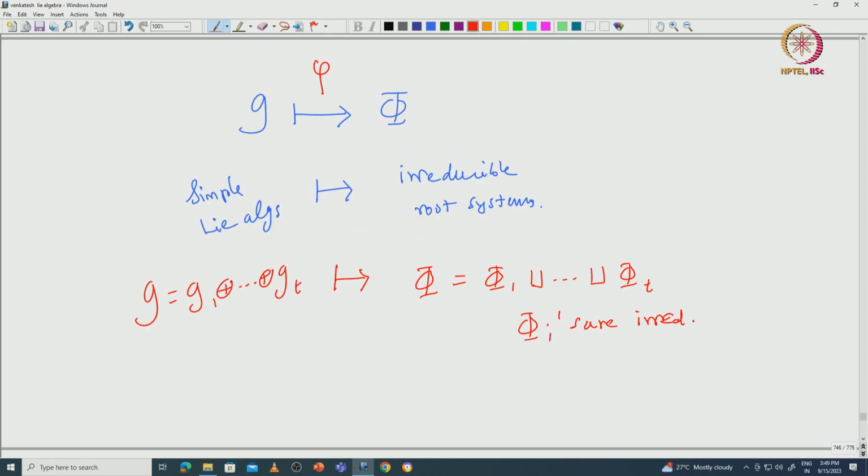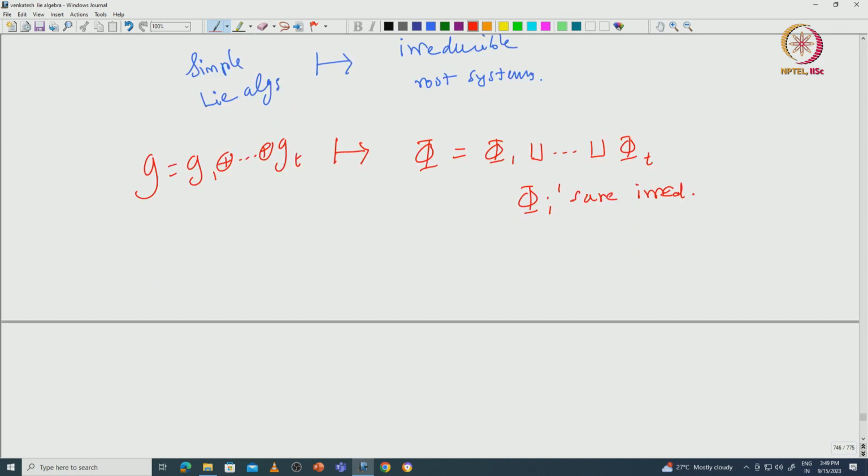when we want to say that the map is injective. To prove the map is injective, it is enough to assume phi is just an irreducible root system, or G is a simple algebra. Otherwise, you can write phi and phi dash as direct sums of irreducible root systems, and then you can see that if phi is isomorphic to phi dash, then the corresponding irreducible components will be just permuted. What I mean by that is they will be isomorphic to each other.